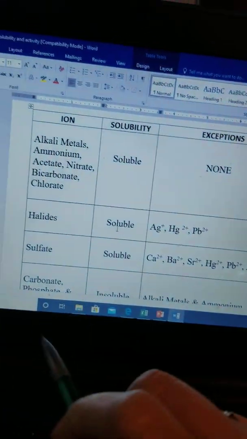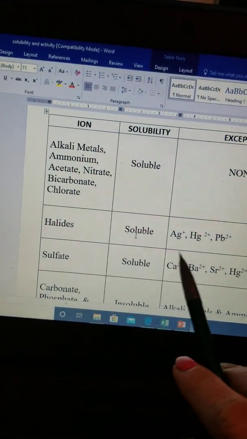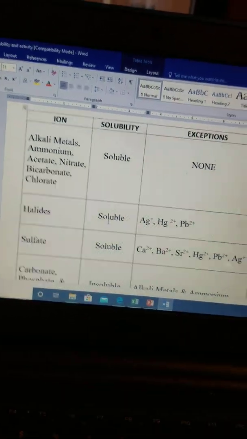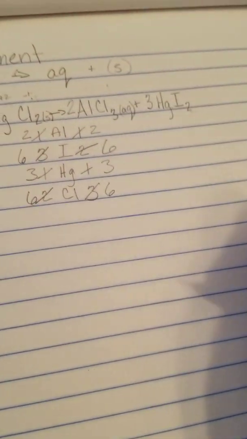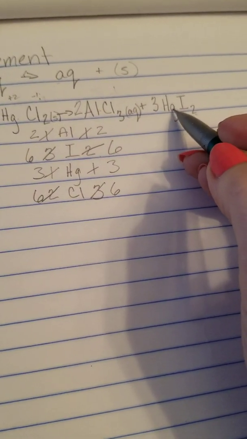Aluminum chloride. I come back up to my solubility chart. We still have a halogen, which is always soluble, and aluminum is not an exception to the rule. So we're going to put an AQ next to aluminum chloride. Mercury iodide: again, mercury is an exception to the rule, so instead of being aqueous, it's going to be a solid.